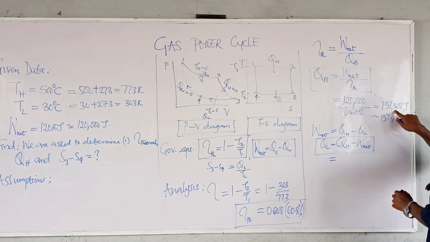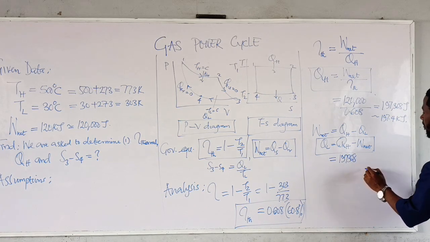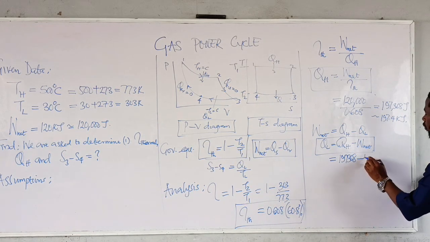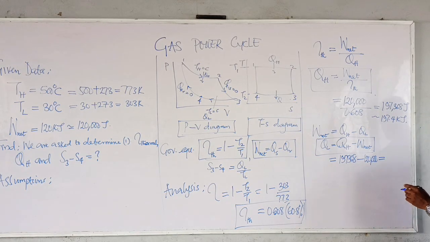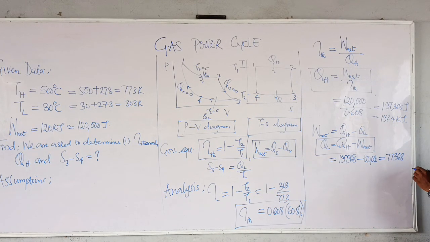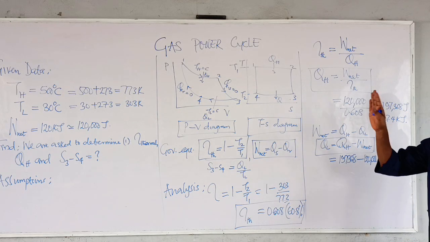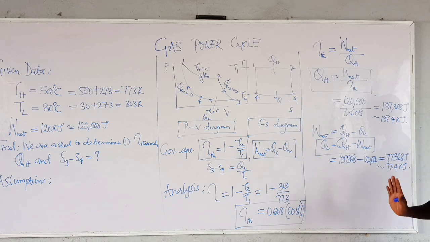QH is calculated as 197,368 minus the net work output, 120,000, and the value becomes 77,368. Which is the same thing as 77.4 kilojoule.